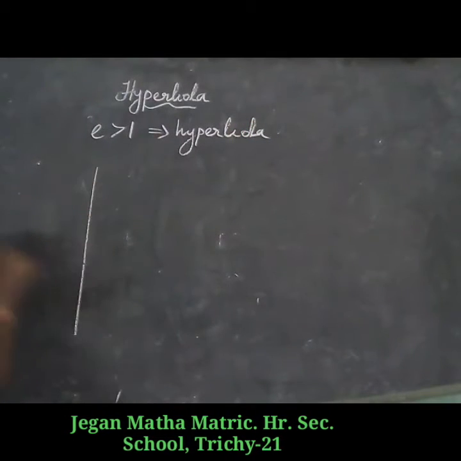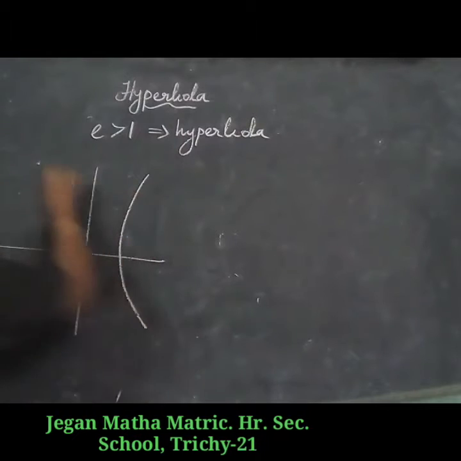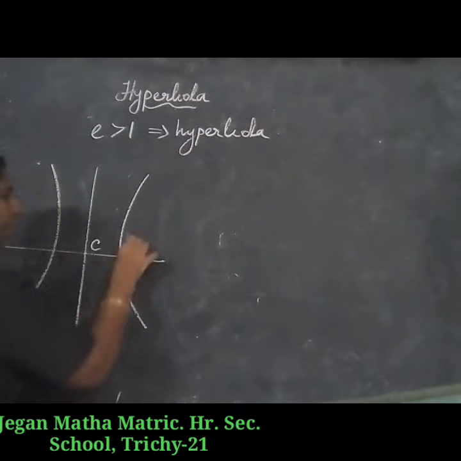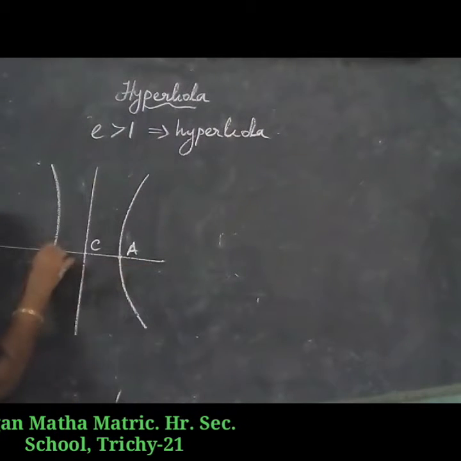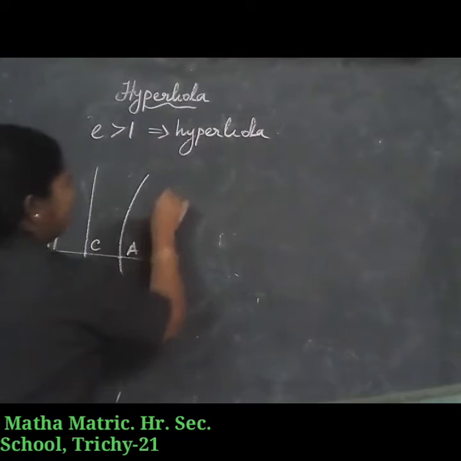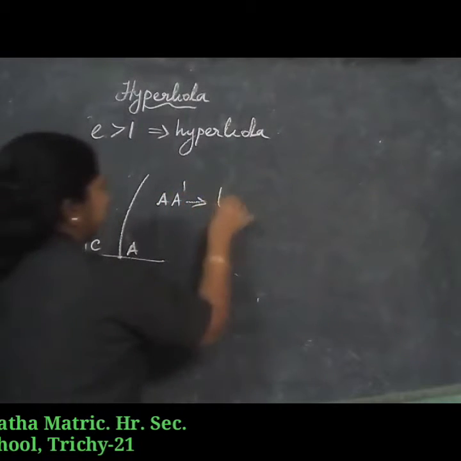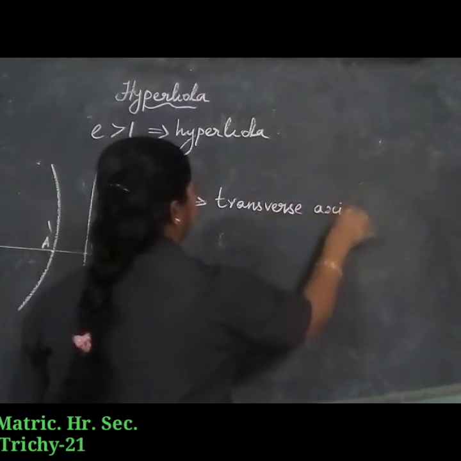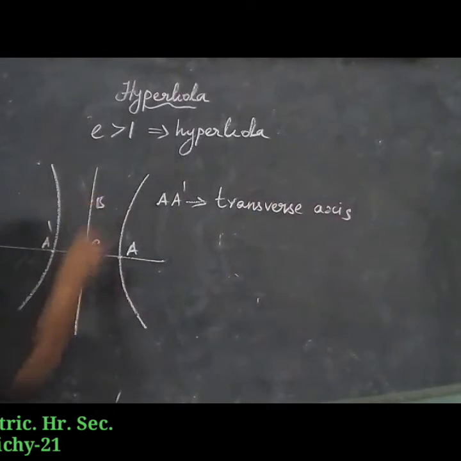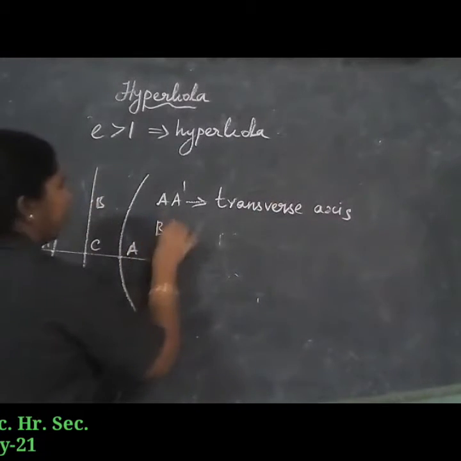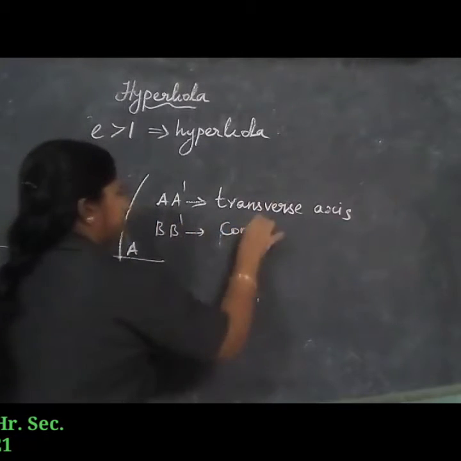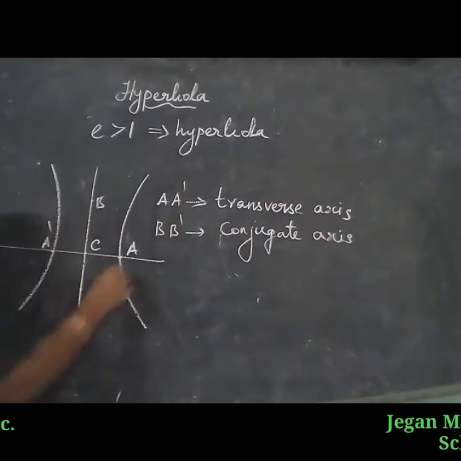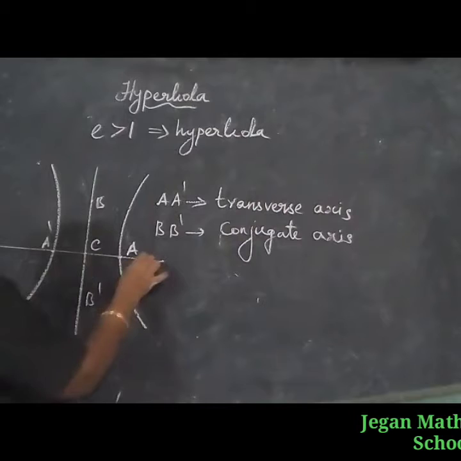The graph of a hyperbola we can draw like this. Both sides you have to draw. This is the center of the hyperbola, and the line joining the points where the curve meets the x-axis, A dash A, is called the transverse axis. And the other one, B dash B, is known as the conjugate axis. Then the focus always lies on the transverse axis.